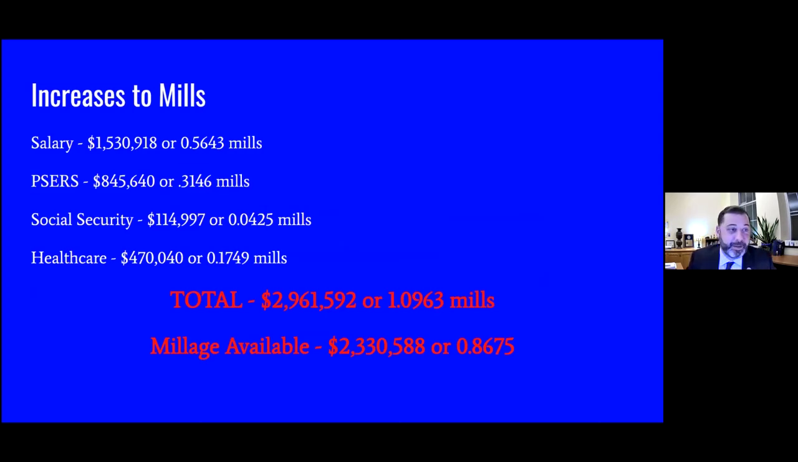So I like to describe to everybody here, again, we just added salaries and benefits to this budget. So we kept everything the way it was last year. If you look at our salary increase, it equates to 0.5643 mils. Our PSERS increase, 0.3146 mils. Our Social Security tax, 0.0425 mils, and our healthcare costs, 0.1749 mils. So that was an increase of just shy of $3 million, $2.9 million, or 1.0963 mils. Again, over the available millage that the board is able to raise taxes due to the Act 1 index.